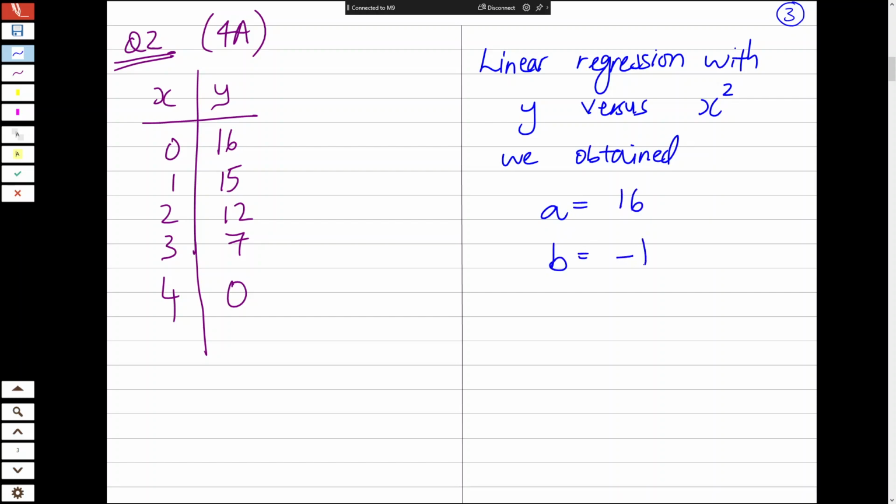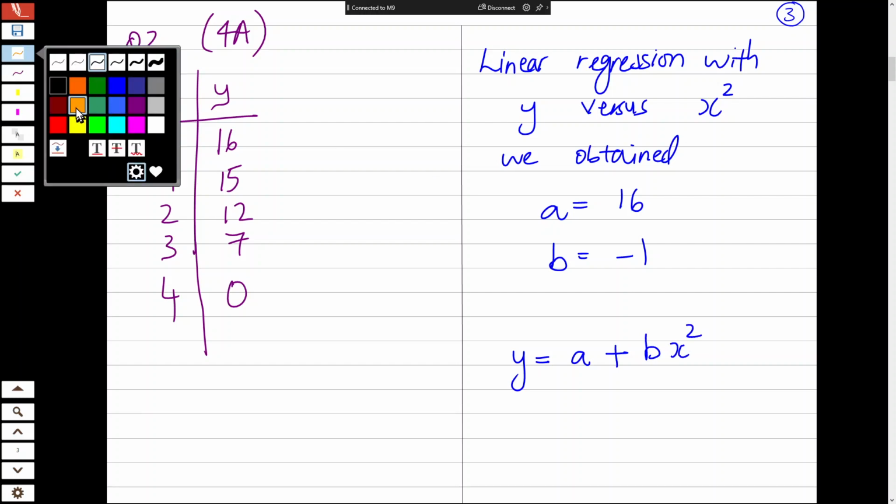-1. Okay, so here's how you're going to write your equation this time. You're not going to write y equals a plus bx. You're going to write y equals a plus b x squared, because we applied the squared transformation to the x variable.